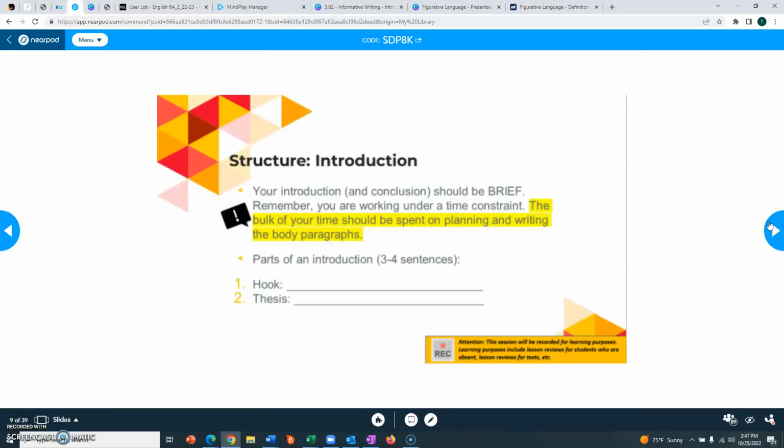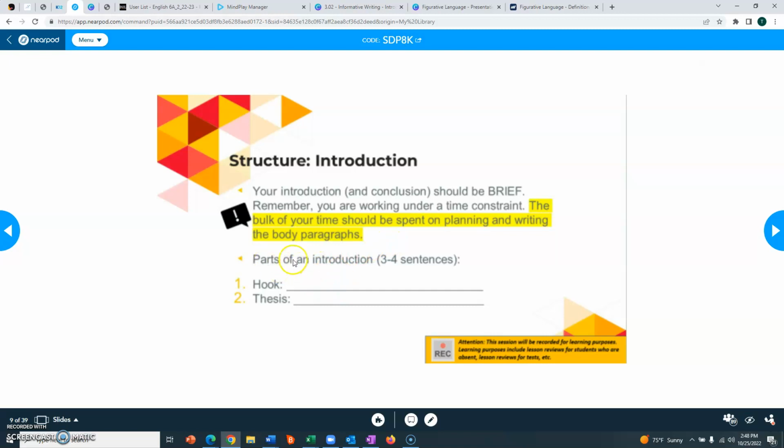Okay, so the first part of your essay is the introduction. With any essay, informative or argumentative, you always start off with an introduction. And we're only focusing on informative essays right now. So your introduction and your conclusion of the essay should be brief. That's the beginning of your essay and the end of your essay. Those both should be brief, nothing too long. So remember, you are working under a time constraint. This is going to be a timed test whenever you actually do take the FAST test. So the bulk of your time should be spent on planning and writing your body paragraphs.